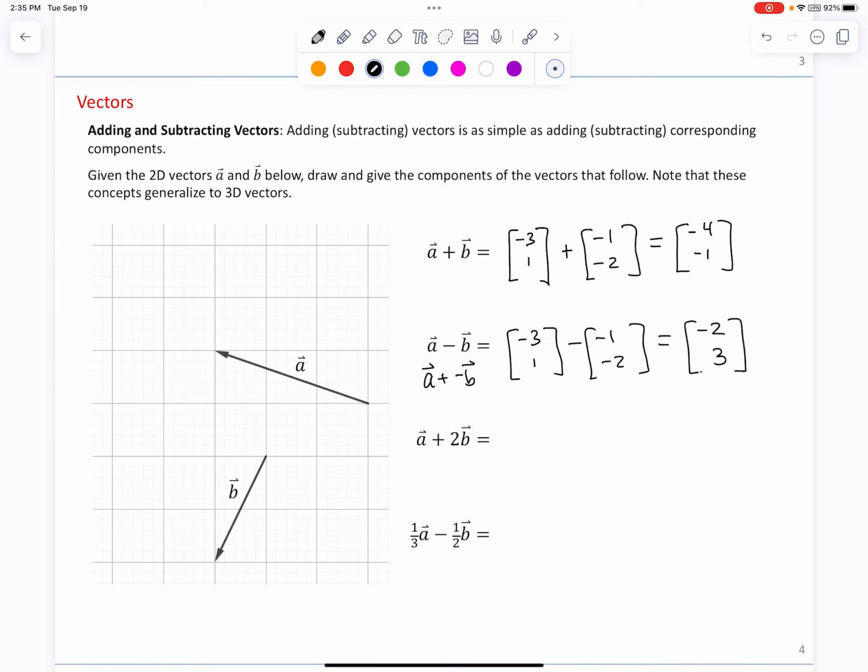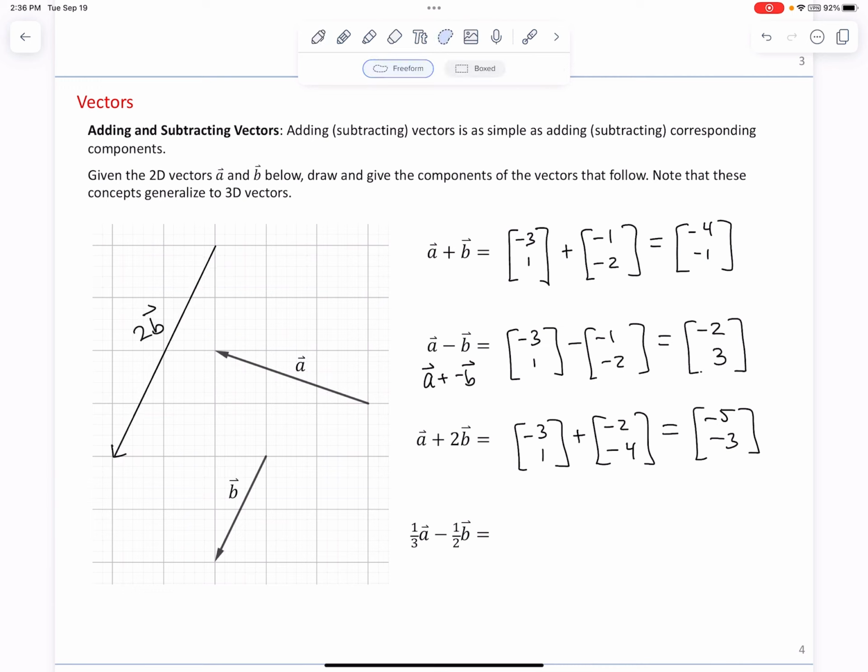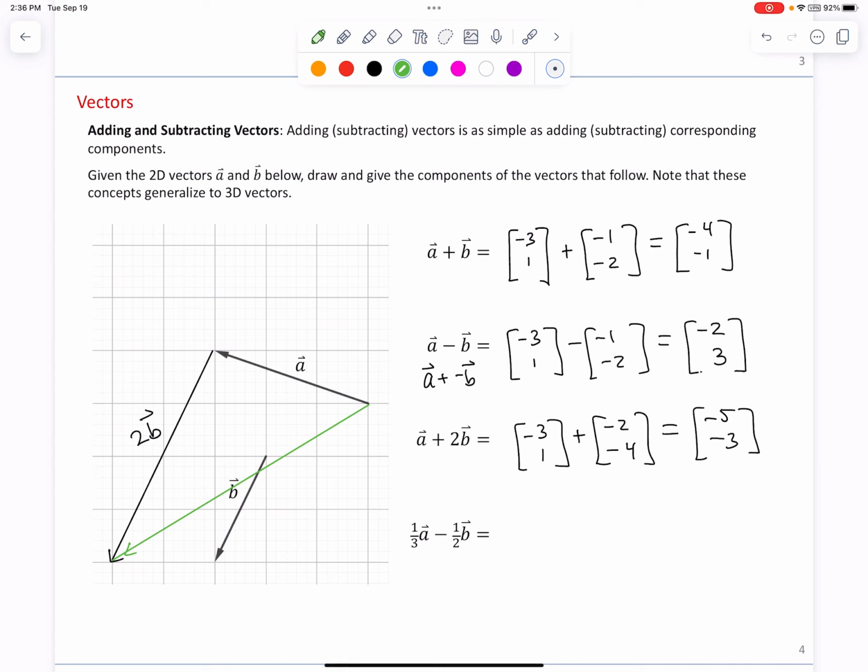a plus 2b is found by doing vector a and adding to it the double of vector b. So double the coordinates of vector b, so its coordinates would be -2, -4, and now add components. So we get -5, -3. Visually, we would take vector b and double its length while preserving its direction, giving me the vector 2b, and then add this, originate it at the head of vector a, giving me the green vector a plus 2b, whose components would be left 5, down 3.